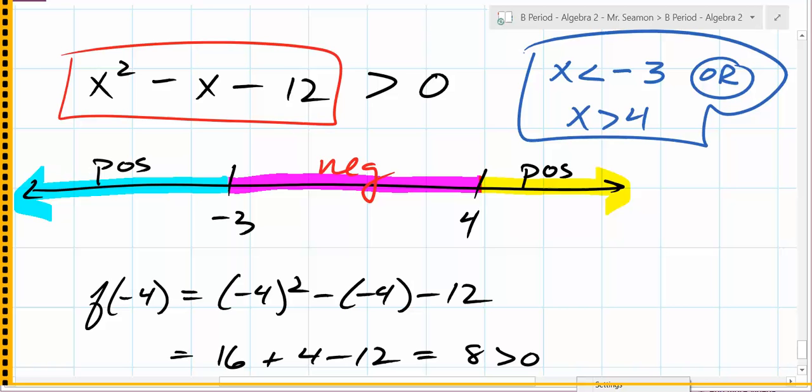Can you say and equal to 4? No, because when it's equal to 4, what is it? Is 0 positive or negative? It's neither. It's not either one.